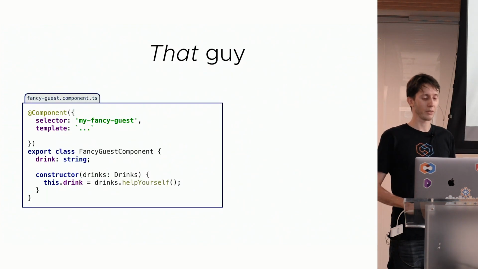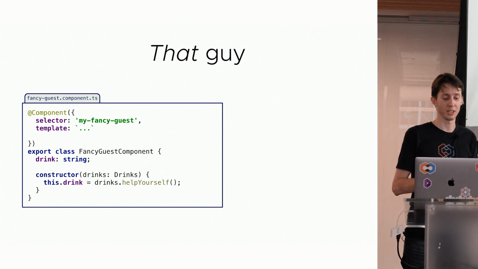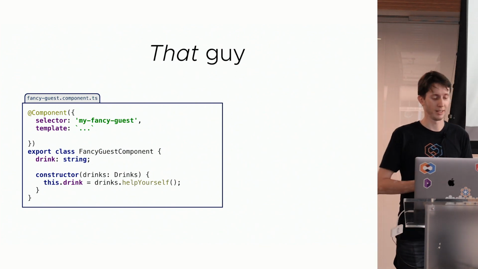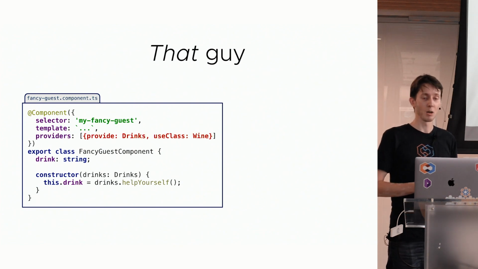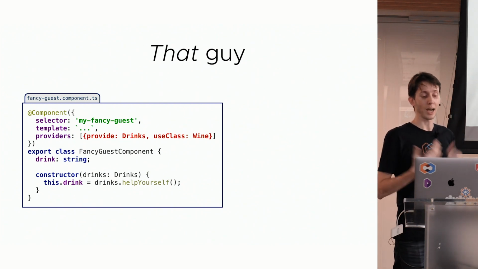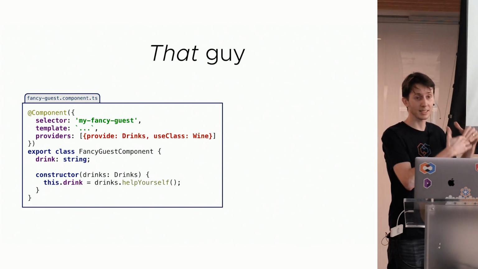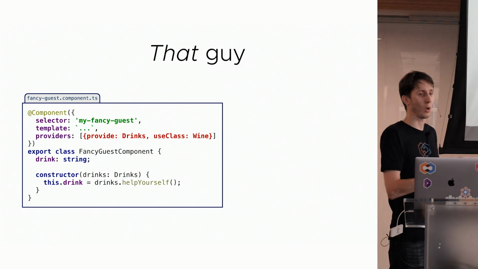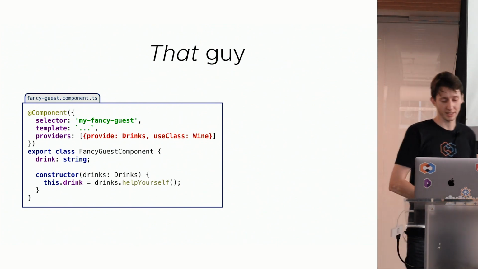When you throw a party, there's often that guy. That guy is just like everyone else. Same exact implementation. He comes in, asks for drinks, helps himself, exact same implementation as all the other guests. But the difference is that guy brings his own bottle of wine and he's probably not sharing it with anyone. So how does he do that? Well, he's going to use the syntax we just saw. He's going to say, at his level, I'm going to provide drinks, but I'm just going to use the class wine.